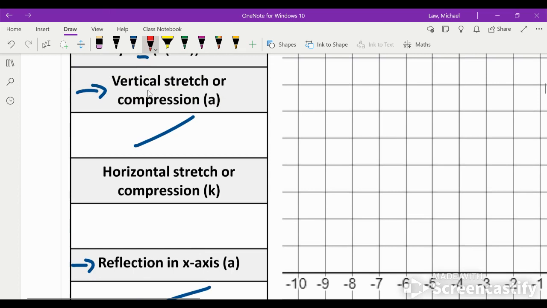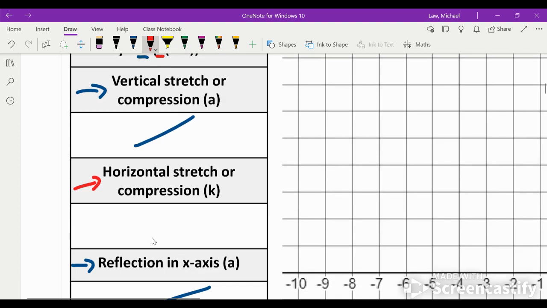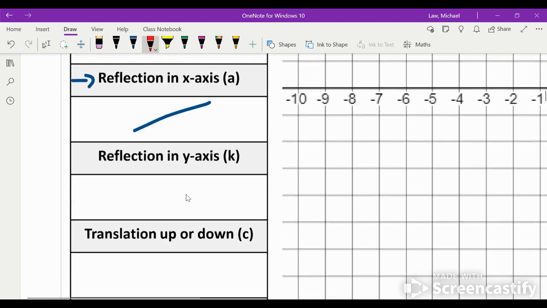Next, we want to see if there's a horizontal stretch or compression. This corresponds to the k value. The k value is right over here. Normally, that would be positioned here, right in front of the variable of x. But since there is no k value, that means there is no horizontal stretch or compression, and since the reflection in the y-axis also is related to the k value, that means there is no reflection in the y-axis.